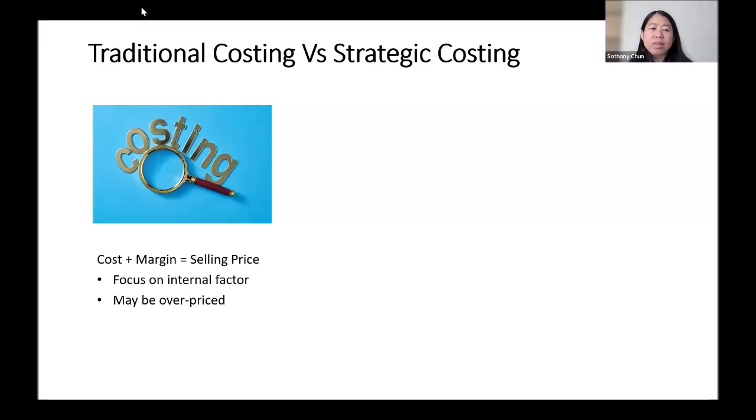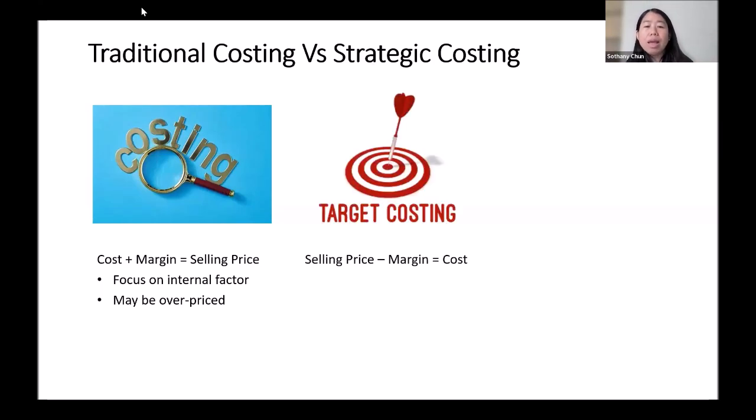By doing this, you actually focus on the internal factor. You focus on what is required to produce the product or be ready for the market. As a result, the product itself may be overpriced because you actually don't care about the market out there. You start from your own cost. Whereas target costing starts from the selling price minus the margin that we want, which then equals the cost. So you know that that's the level of cost you can work on.